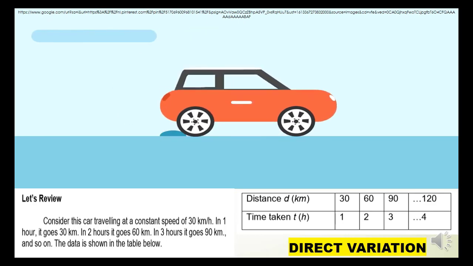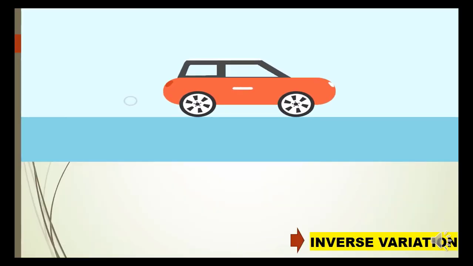Assuming that this is your car, you're traveling at a constant speed of 30 km per hour. The table shown here, the distance and the time. In 1 hour, it covers 30 kilometers. In 2 hours, 60 kilometers. In 3 hours, 90 kilometers, so on and so forth. The two quantities increase. Remember this kind of variation? Direct variation.